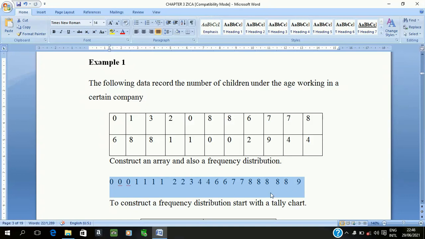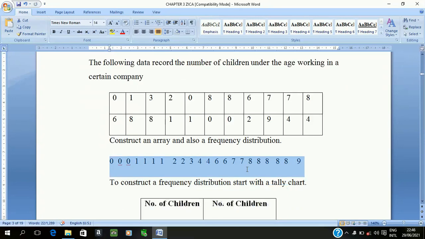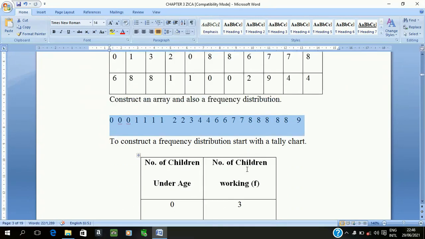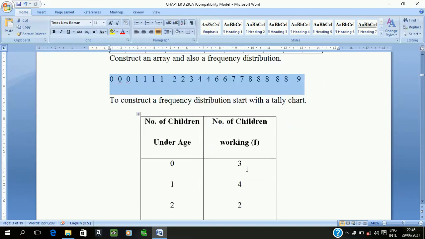From this data distribution, you can also construct a frequency distribution. Now, in a frequency distribution, you show the number of children under age and the number of those children who are under that particular age. So the number of times each of these values, which is the age, is appearing in the distribution, that number of times is going to be the frequency.